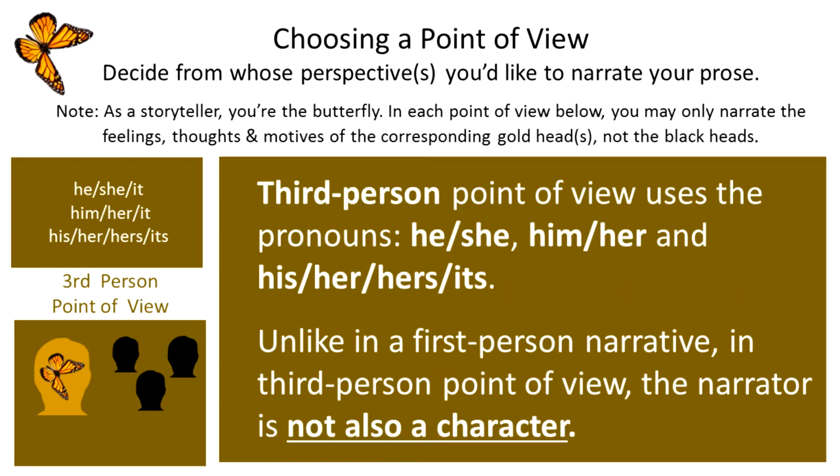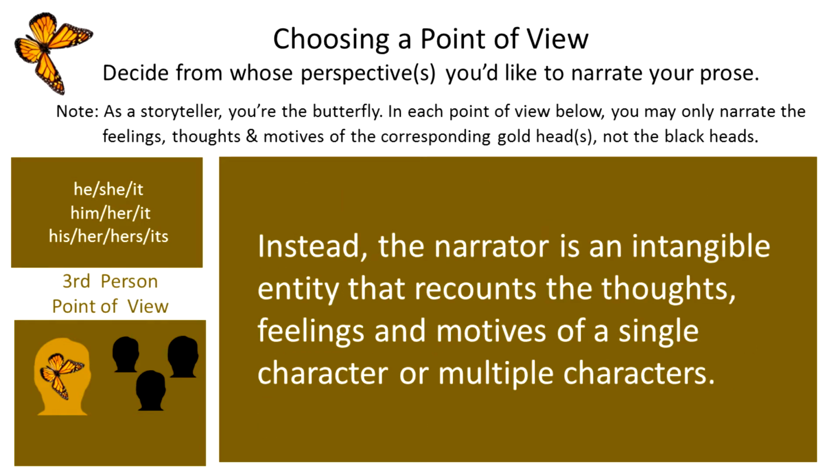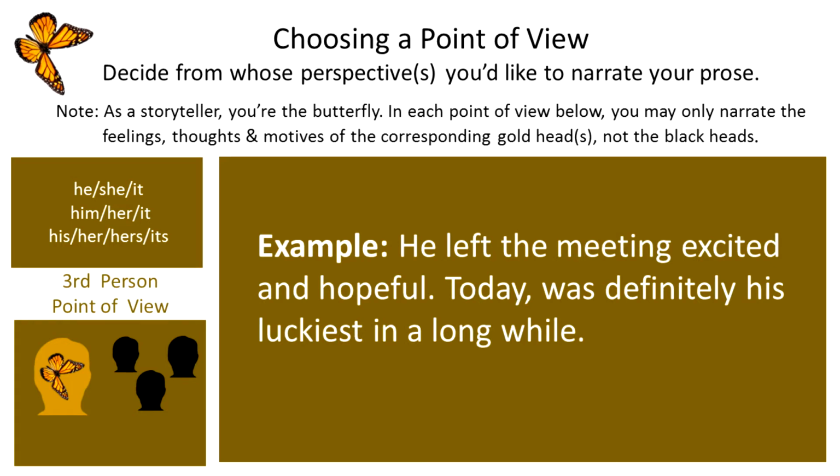Third person point of view uses the pronouns he, she, him, her, and his, her, hers, and its. Unlike in first person narrative, in third person point of view, the narrator is not also a character. Instead, the narrator is an intangible entity that recounts the thoughts and feelings and motives of a single character or multiple characters. Example: he left the meeting excited and hopeful. Today was definitely his luckiest in a long while.